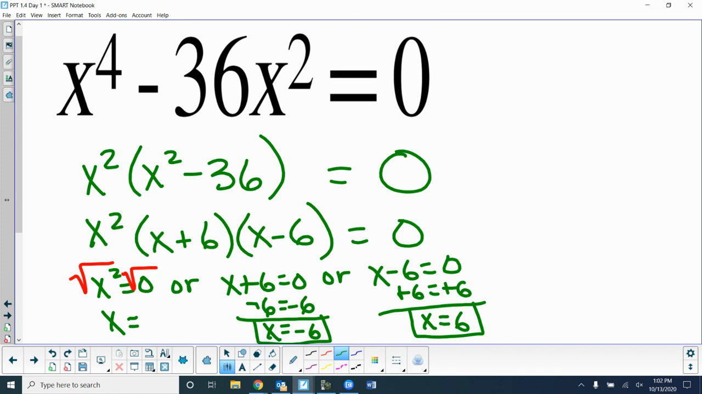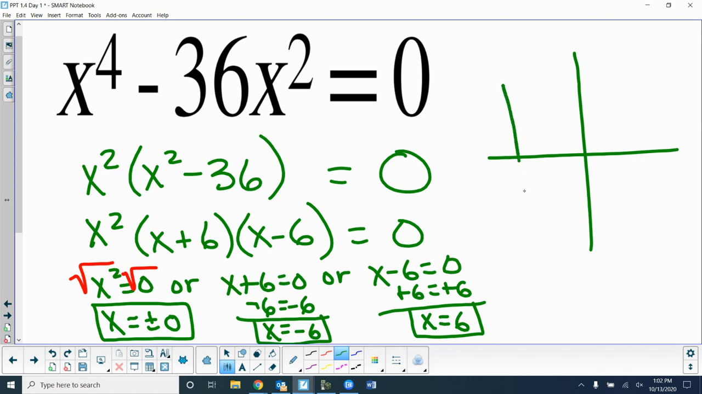Plus or minus? 0. Can 0 be positive or negative? No. But it just tells you how many times the 0 works. It has multiplicity. It has even multiplicity. We'll talk about that as we move on later in the year, but we talked about it last year too. If we were to look at the graph of this, it would look like a W.